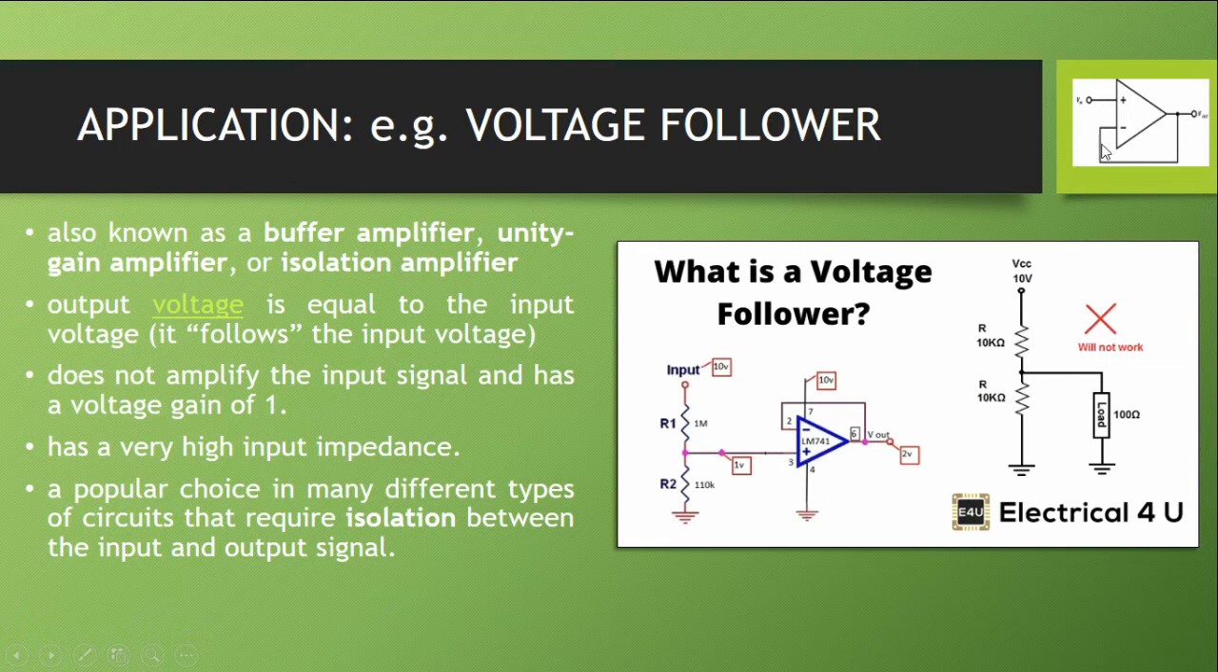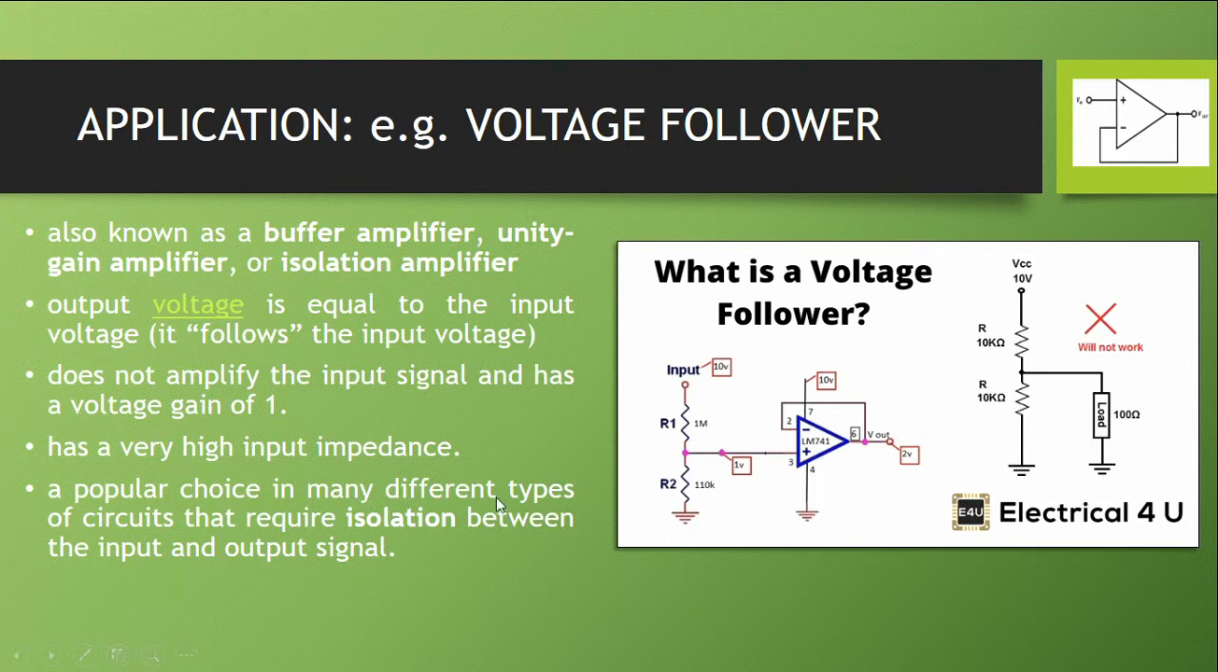Let's discuss this. This is the symbol for the voltage amplifier. There's a feedback from the output connected to the negative input of the amplifier. The voltage follower is also known as the buffer amplifier or unity gain amplifier. Unity gain because instead of a gain which is a multiple of the input, the gain is equal to 1. It serves as a buffer. It isolates. It doesn't amplify the input signal and has a voltage gain of 1. It has a very high input impedance.